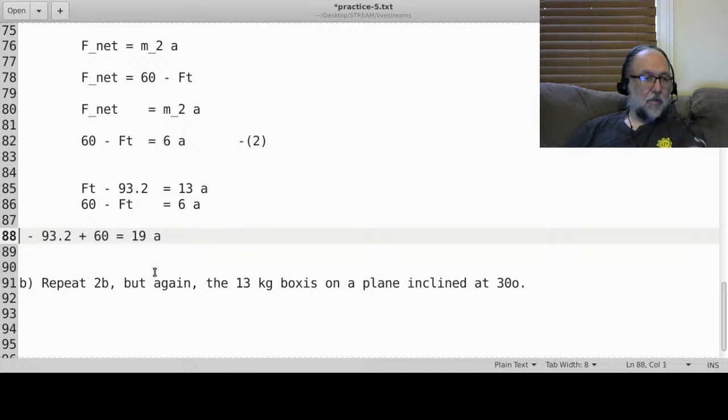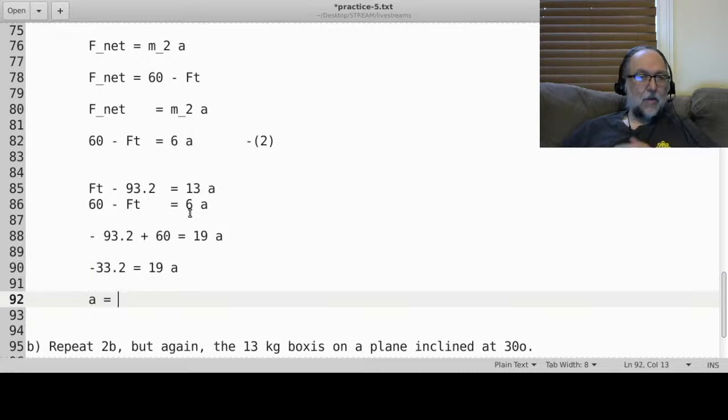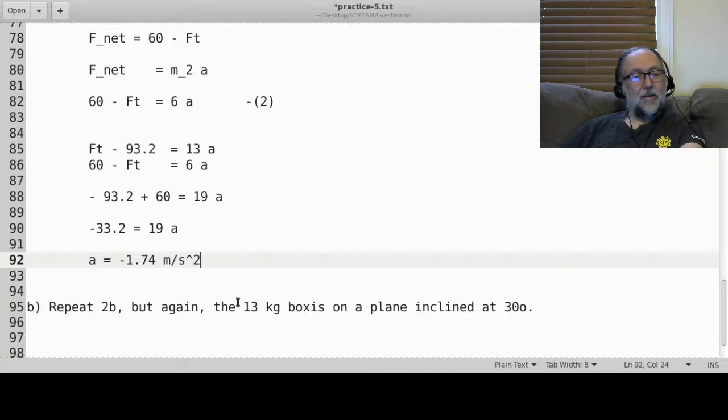And what do you discover? You discover something kind of interesting, that when you add these together, you're actually going to get negative 33.2 is equal to 19a. And then a is going to equal, let me calculate that for you, divided by 19, is negative 1.74 meters per second squared. All right, negative.